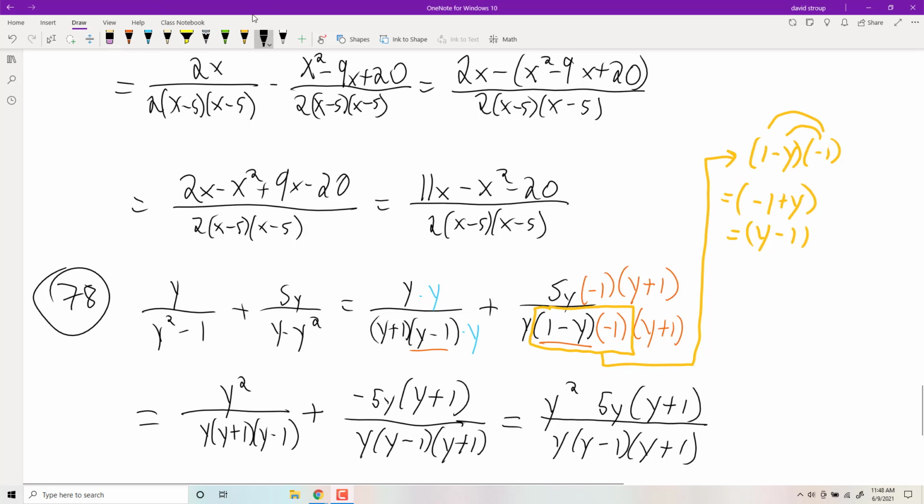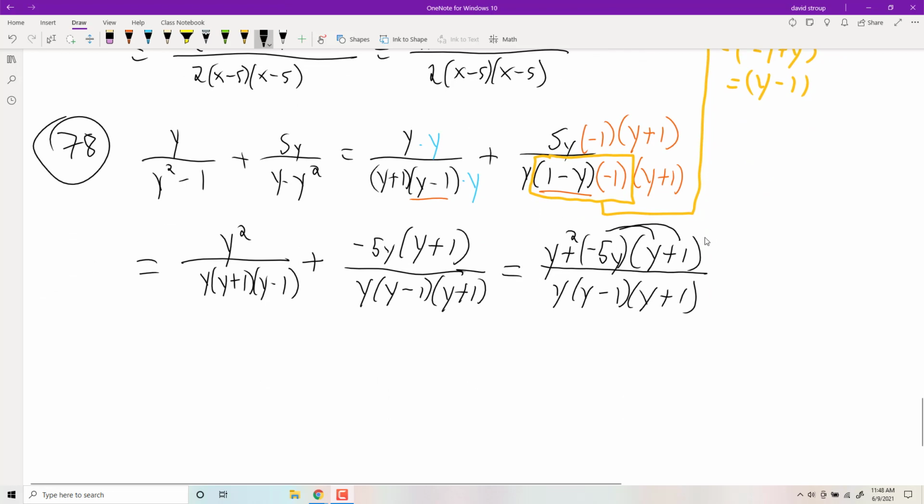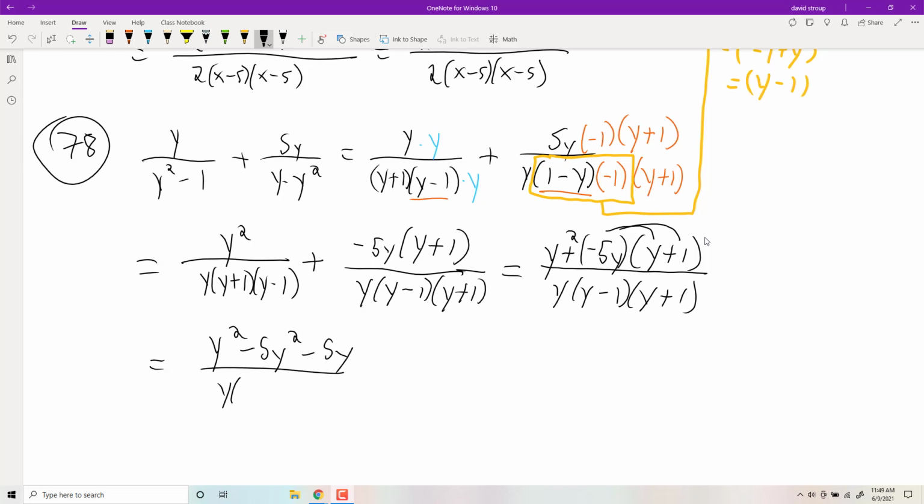Right, so instead of y squared minus 5y, you could write y plus negative 5y. They're the same. And then you're distributing, so you get y squared minus 5y squared minus 5y, all over y times y minus 1 times y plus 1. See if you can simplify a bit. Y squared minus 5y squared is minus 4y squared minus 5y, all over y times y minus 1 times y plus 1. Okay, and that'd be it.